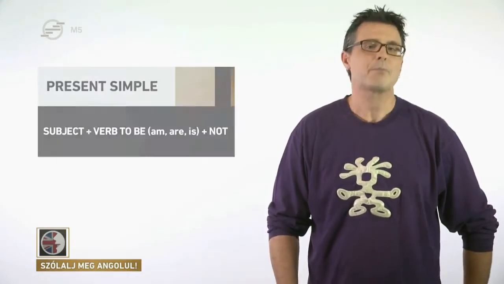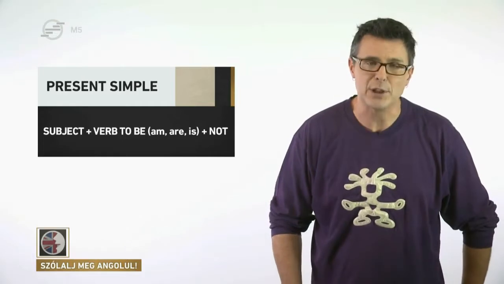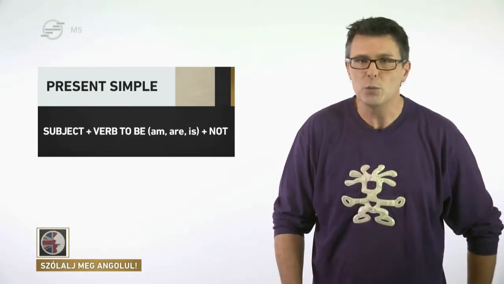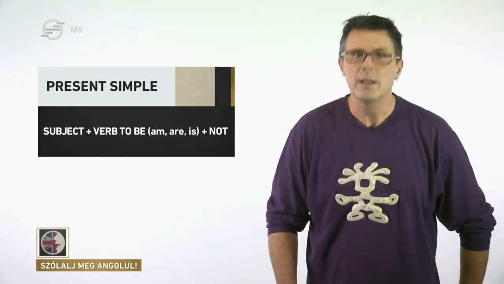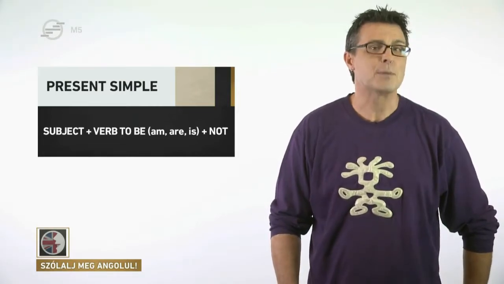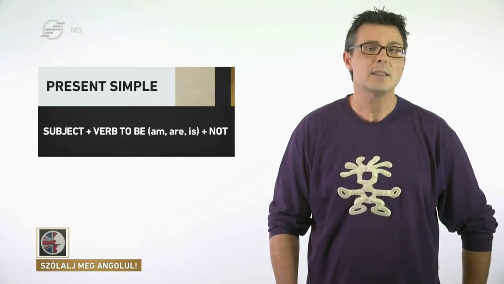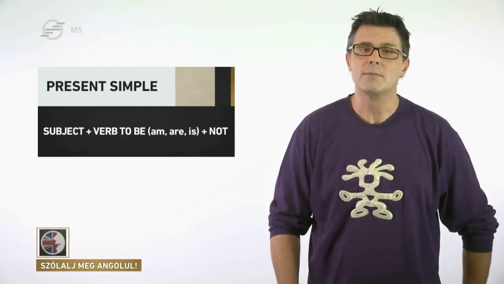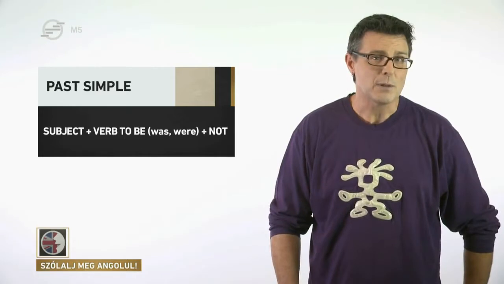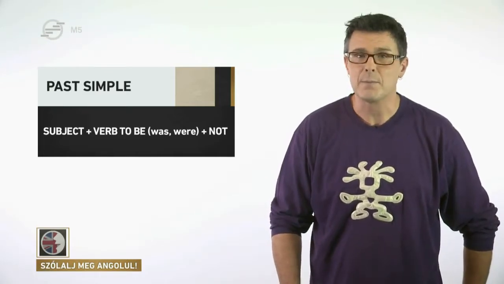Okay, so thinking logically once again, where should we put the word not? Well, in the past simple, it follows the same pattern as in the present simple. In the present simple, we put not after the verb to be. First, we have the subject. I, you, Dave, Doreen. Then the correct form of the verb to be, am, are, is, and then the word not.